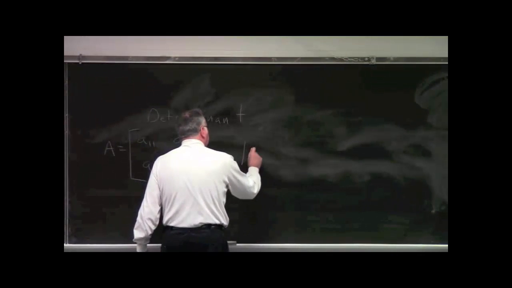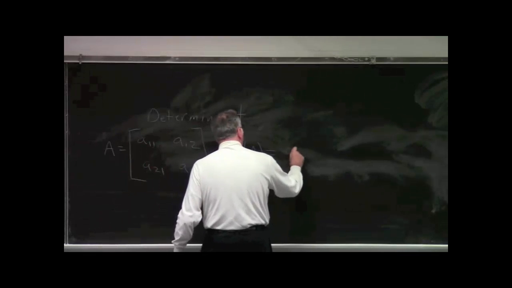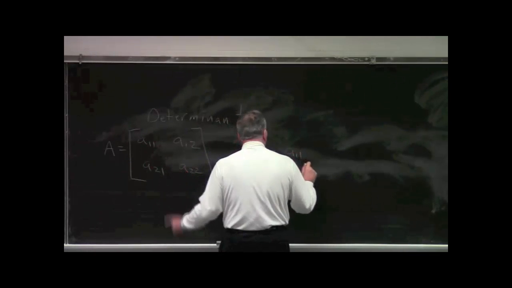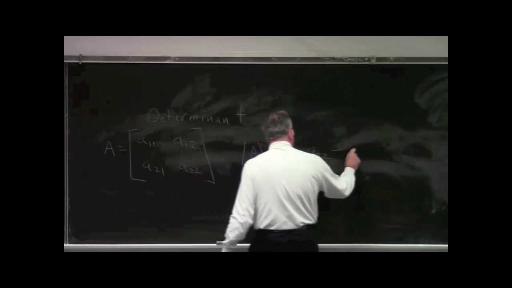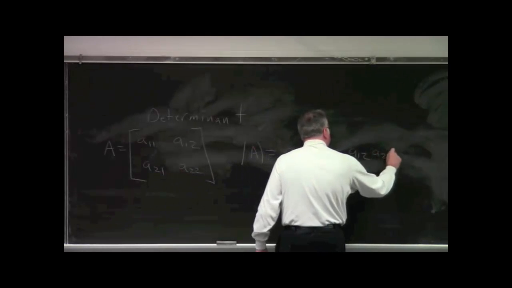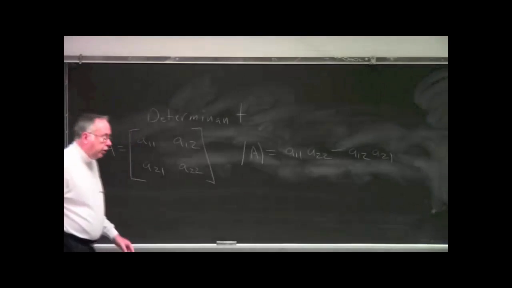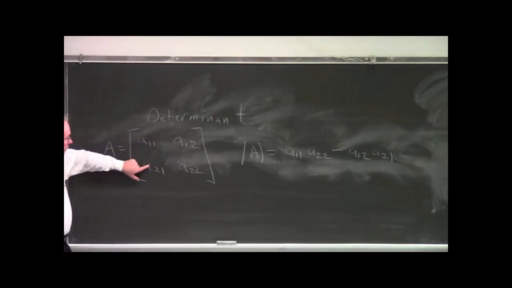The determinant of A here is just this. You take A11, you multiply it times A22, minus A12 times A21. So you just take these elements, multiply them together, minus the product of these two off-diagonal elements. Okay, and that's the determinant of a 2 by 2.